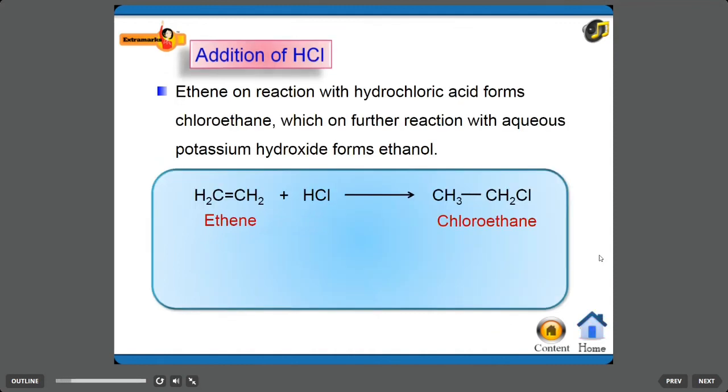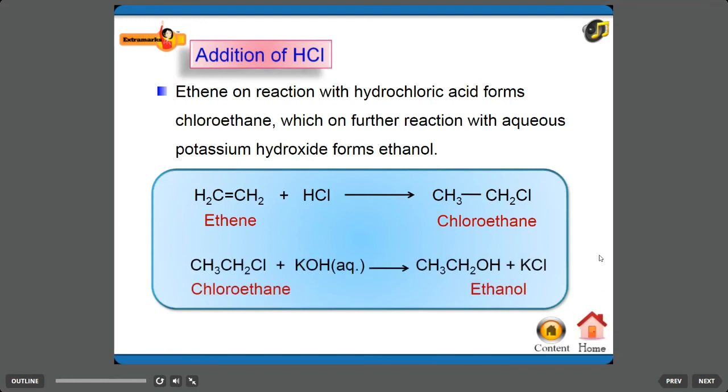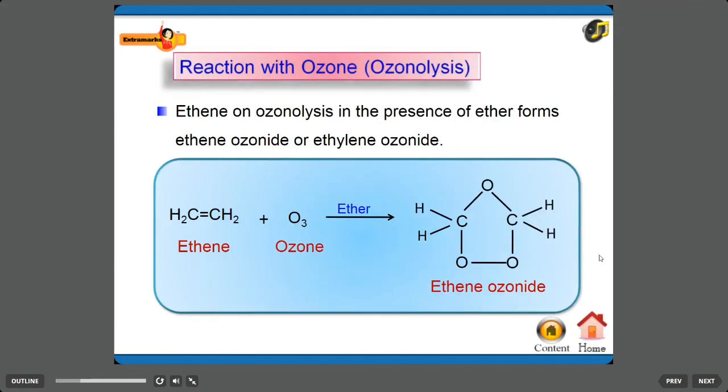Let us see how ethene reacts with hydrochloric acid. Ethene, on reaction with hydrochloric acid, forms chloroethane, which on further reaction with aqueous potassium hydroxide forms ethanol. Ethene on ozonolysis, in the presence of ether, forms ethene ozonide or ethylene ozonide.